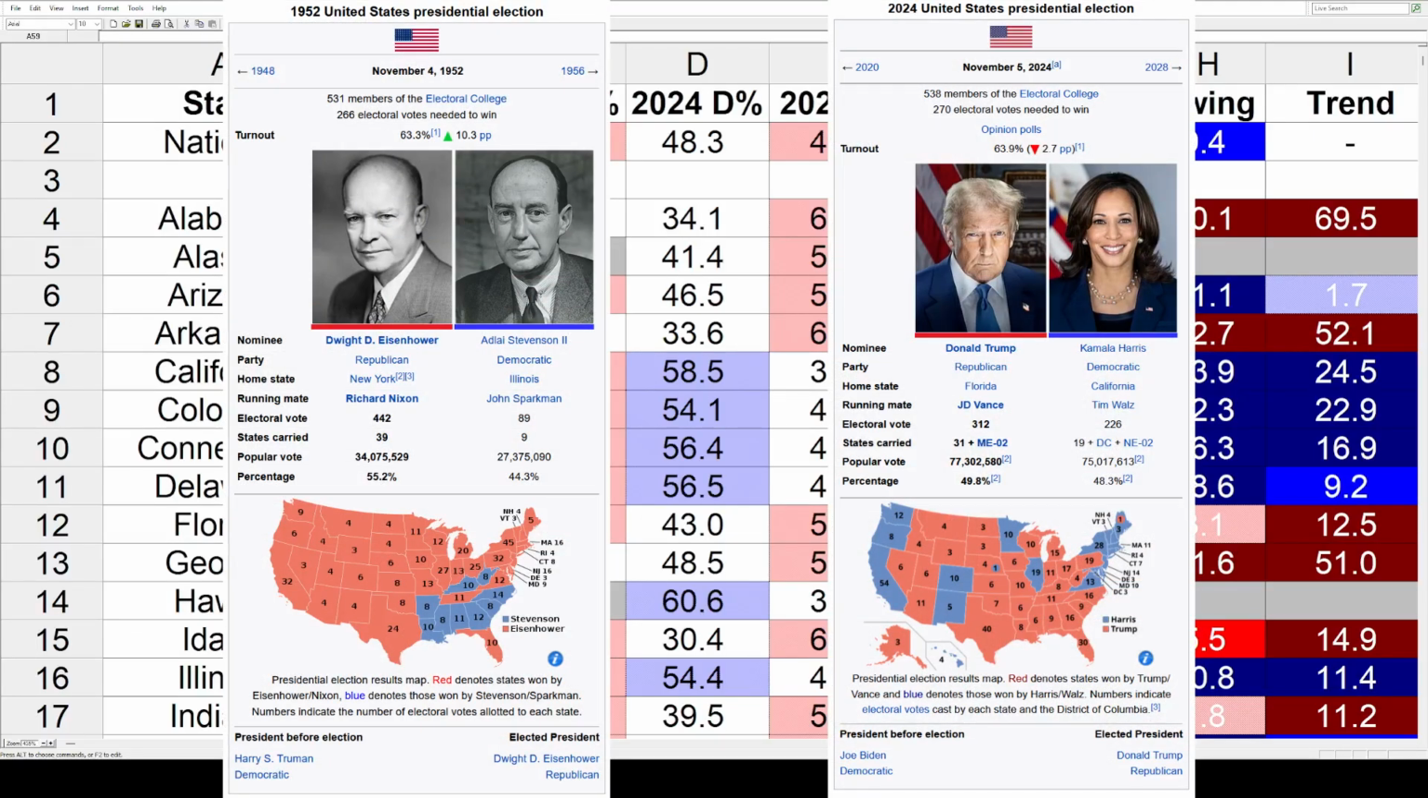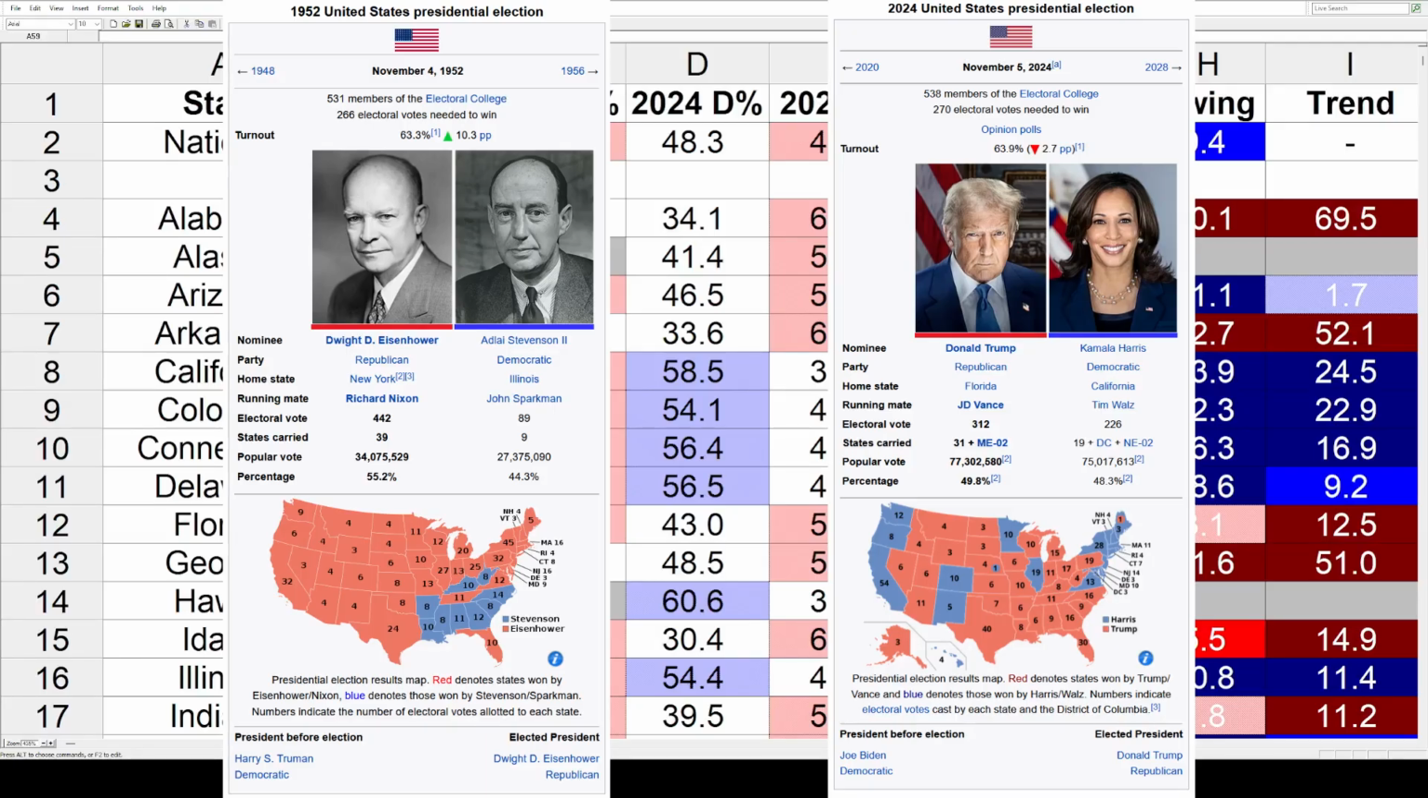But first, let's real quick put up some background information. We've got 1952. It was a landslide win for Dwight Eisenhower. He was the first Republican elected since 1928. He got 442 electoral votes. He carried 39 states, and he got a big 55.2% of that national popular vote. This was his first of two consecutive wins against Adlai Stevenson for the Dems.